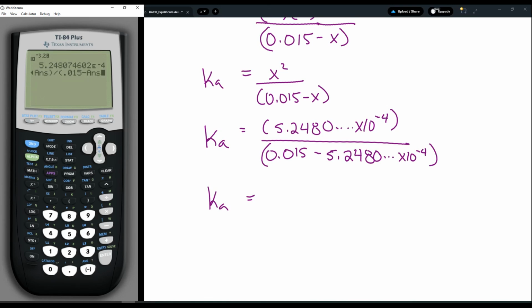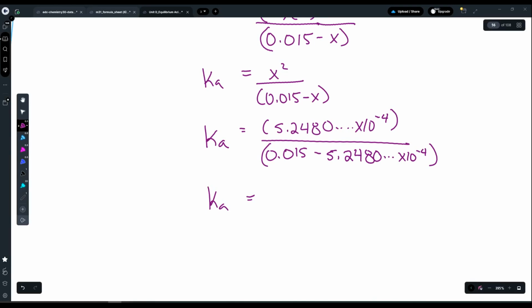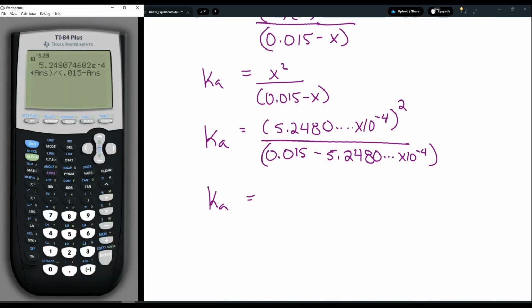Hang on one second. Oh, I made a little mistake here. So I've got to put a square right here. The square is coming from right here. I just accidentally missed it. So let's just clear this line and then try it again. So second function answer squared, divided by 0.015 minus our answer, close the bracket, hit enter.